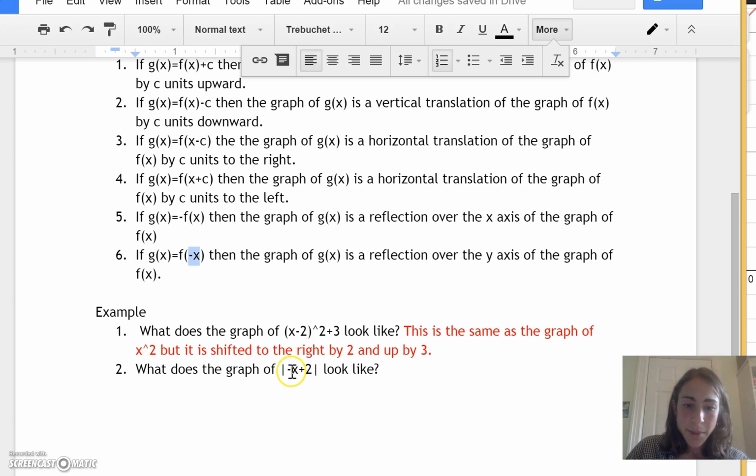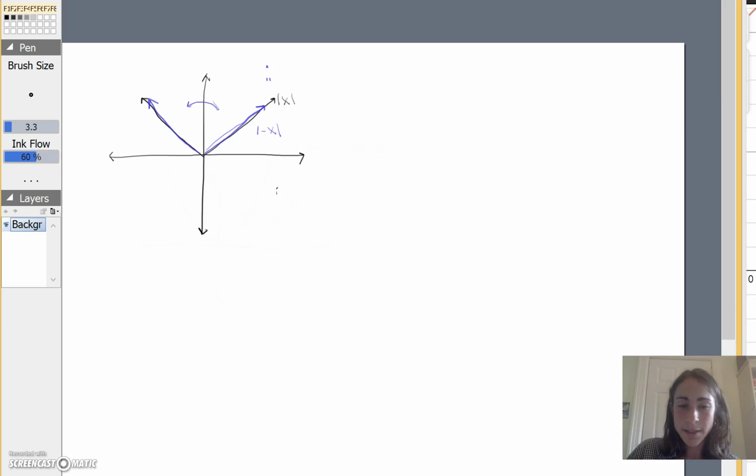So what else did we do? We also added 2 onto the whole thing. Well, not onto the whole thing. We added 2 onto the x part. It's still inside. So that is like doing this. So we have a horizontal transformation to the left by 2 units.